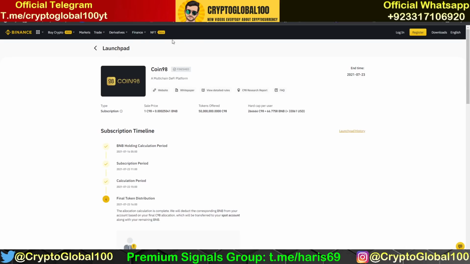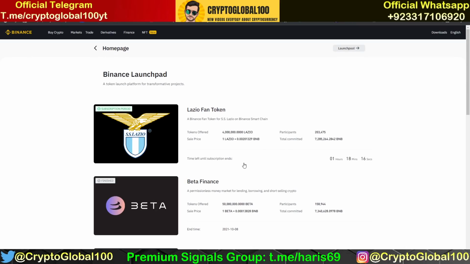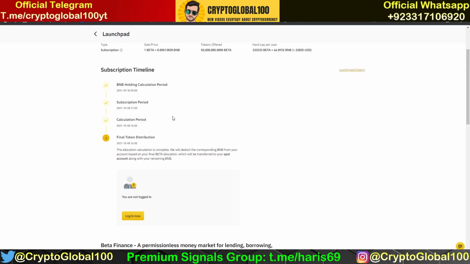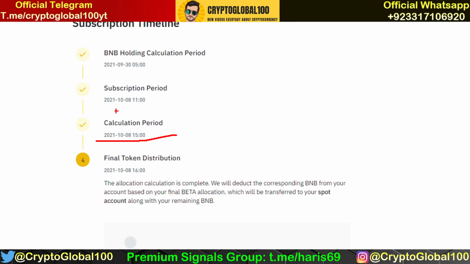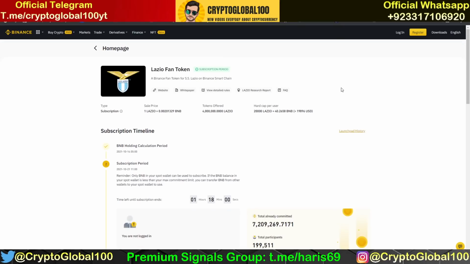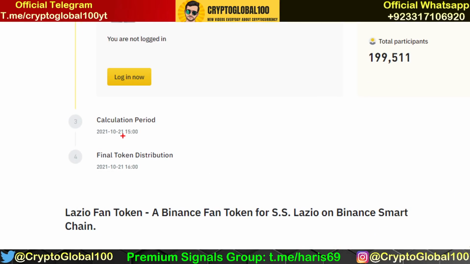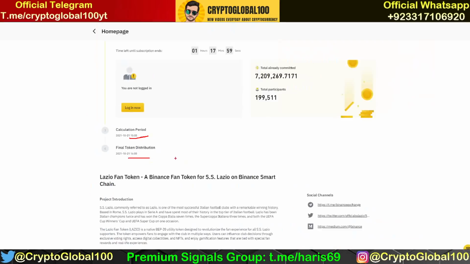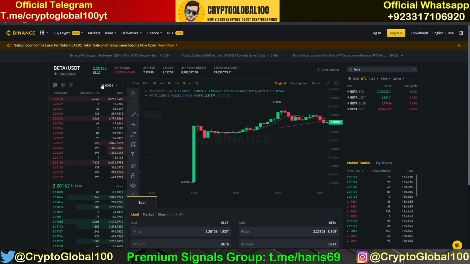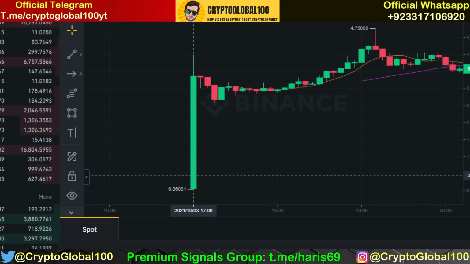Here let me show you one more, the Beta Finance, which was the last IDO launch pad. You can see the same calculation period, subscription period, and final distribution. The calculation period was 15 and the final token distribution was 16. Let me show you one more time: token calculation period 15, token final distribution 16, Lazio Fan Token. And if I show you the chart here, this is the Beta Finance chart, and you can clearly see that right after 1 hour the trading started.